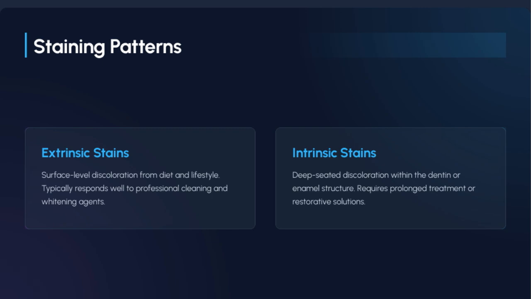Coffee, tea, red wine, tobacco, all these can stain the outside of the teeth. The good news is, extrinsic stains usually respond well to professional cleaning or whitening agents, making them easier to treat compared to intrinsic or deep-seated stains. Finally, understanding the staining patterns can help us determine the best treatment approach. Recognizing whether stains are superficial or embedded helps us tailor our strategies to achieve the best aesthetic results for our patients.